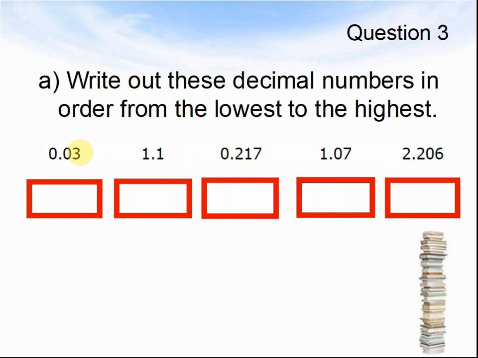Question 3. Write out these decimal numbers in order from the lowest to the highest. 0.03, 1.1, 0.217, 1.07, 2.206. Pause the video until you are ready to see the next question. Here comes the next question.